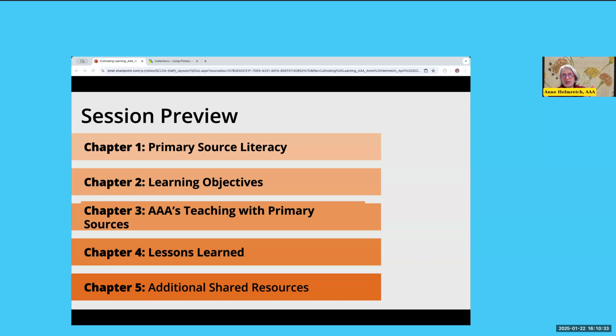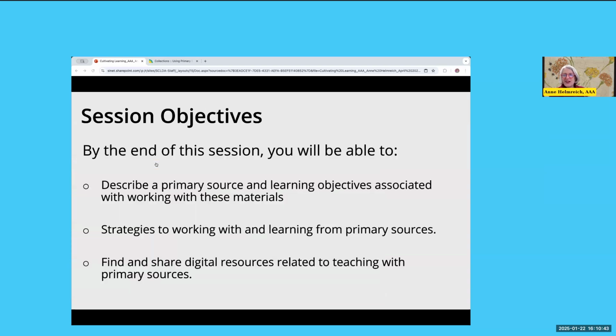And as Philippa said, she's built this beautiful collection that goes behind that will support many of these points. And she's just dropped it into chat. So Philippa, I don't want to take you away from chat. Yes, thank you. So my goal for us, really, is that by the end of the session, you'll be able to describe a primary source.